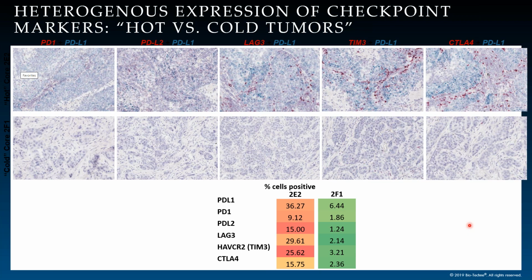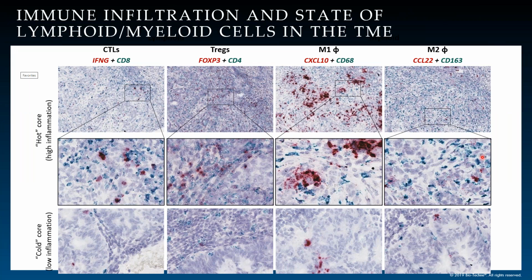Here's an example where we visualized multiple checkpoint markers using RNAscope in different lung cancer tumors. And based on the expression of these checkpoint markers, we labeled the top row tumor as a hot core and the bottom row tumor as cold core, since it showed very low expression of these checkpoint markers. When we decided to compare immune cell infiltration between these tumors, it was no surprise that we found a high degree of immune cell infiltration in the hot core tumor compared to the cold core tumor.